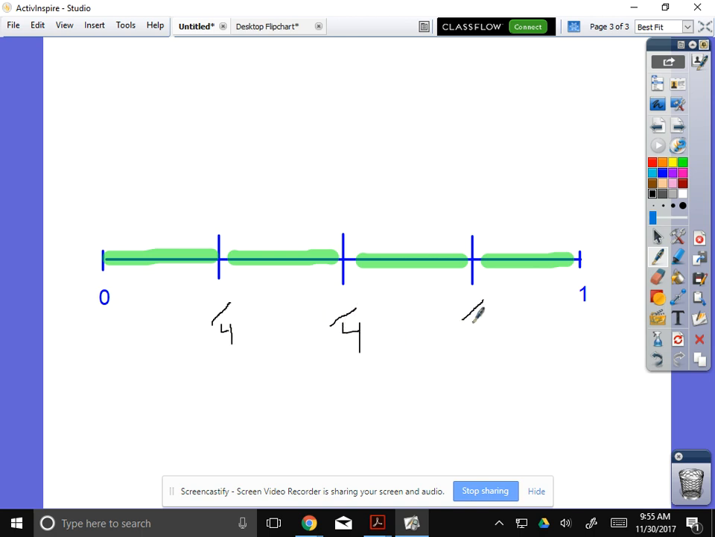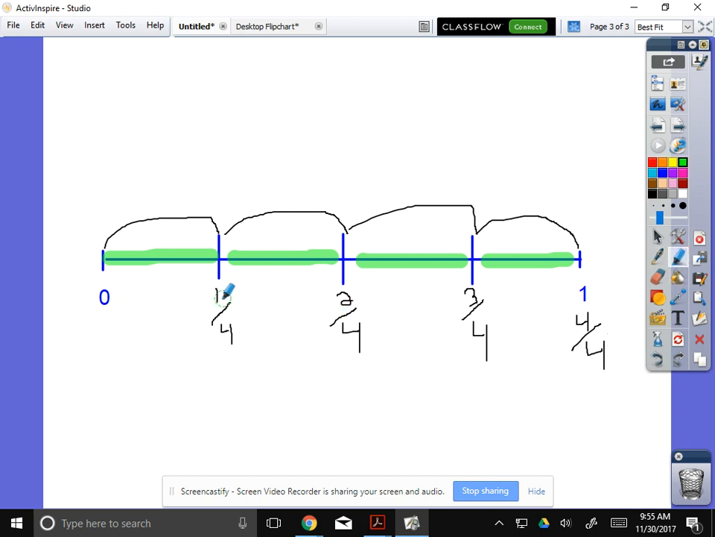And my numerator will be how many chunks I have. So here's one chunk, so that's 1/4. Here's a second chunk, so that would be 2/4. Here's another chunk of the bar, which is 3/4. And of course, the whole bar would be 1 whole, or it would be 4/4.